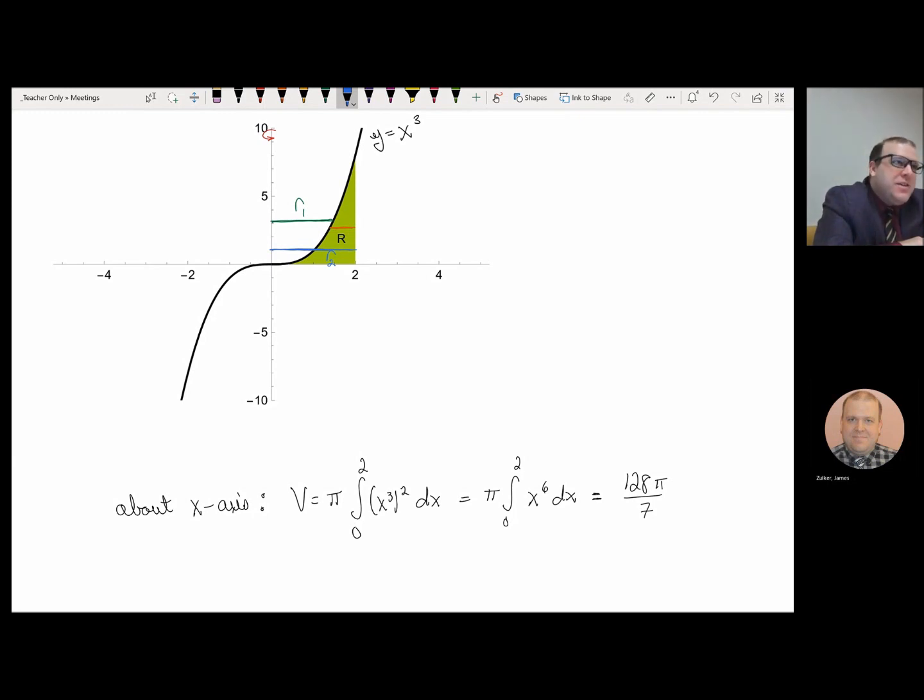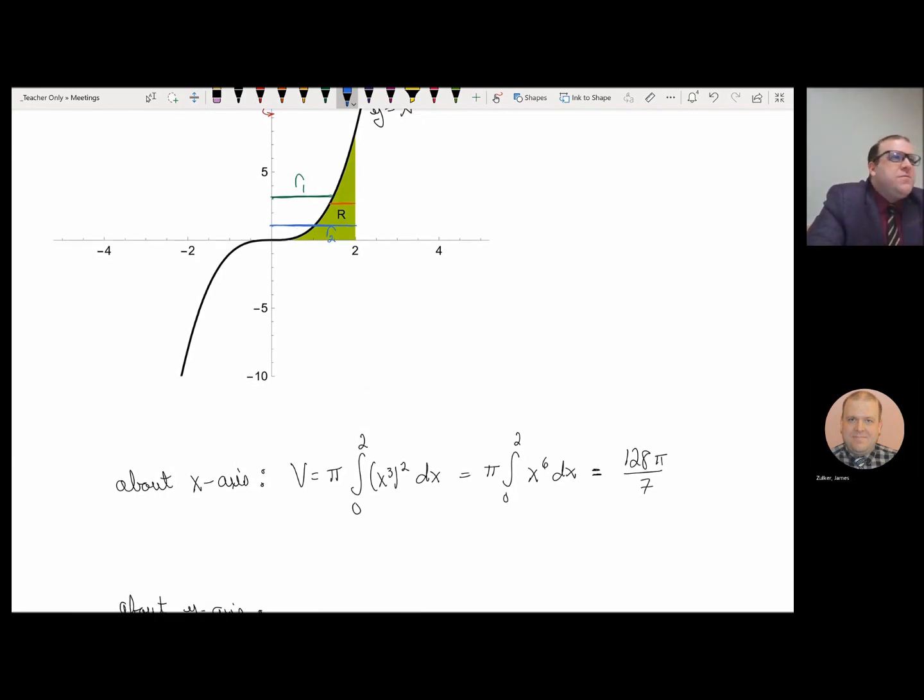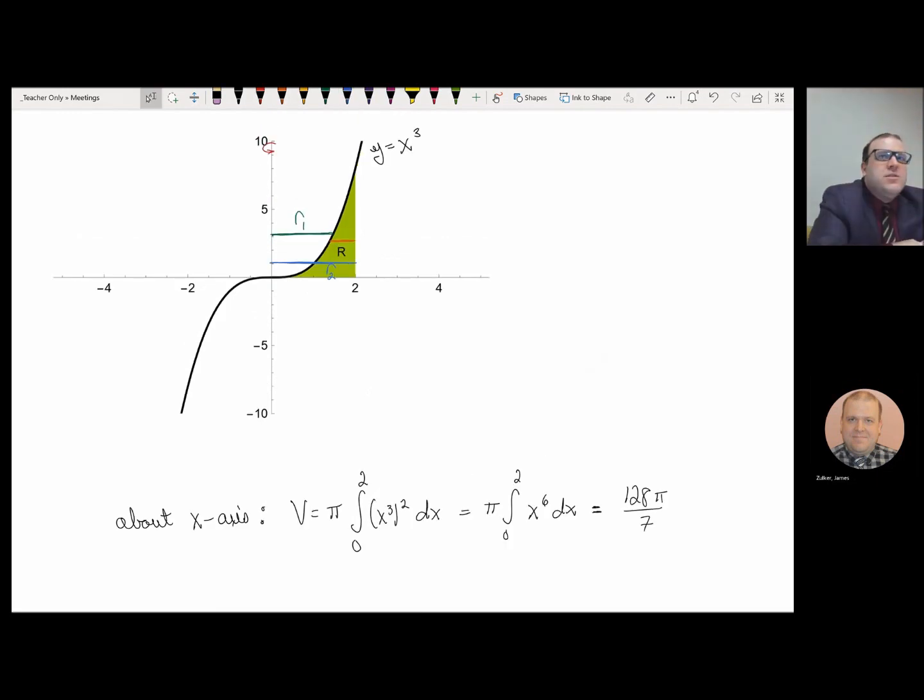Yes, technically what we're doing is what they call the washer method. The washer method breaks down to this: when you rotate a region between curves, think of it as rotating this region, find the volume, and you take the larger volume minus the smaller volume. That gives you the middle volume. That's ultimately what we're doing. That's how the washer method works.